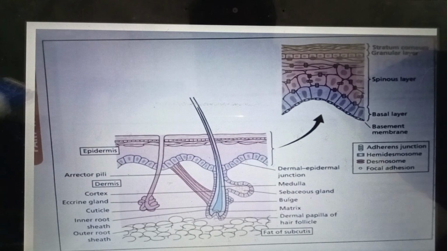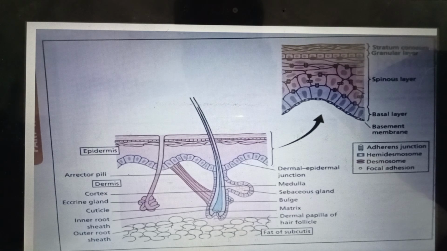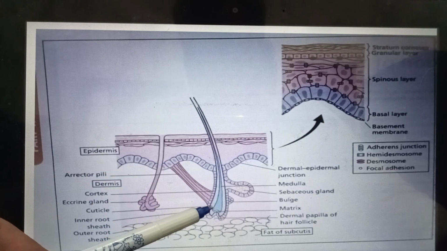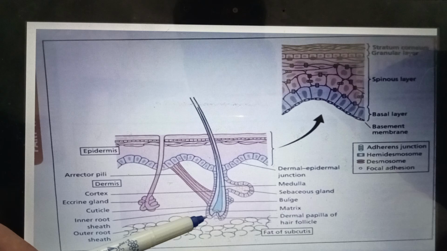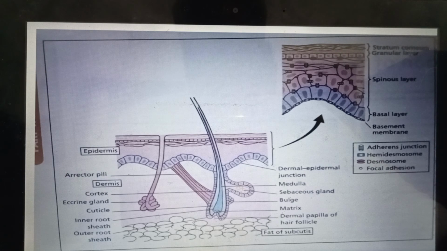The third structure is the base of the follicle, or hair root, you can say. Within the follicle there are multiple structures. First is the outer root sheath. This is the outer root sheath, this one, and this one is the inner root sheath. In between the outer and inner root sheath is the cuticle. These are the structures which are present in the dermis area.